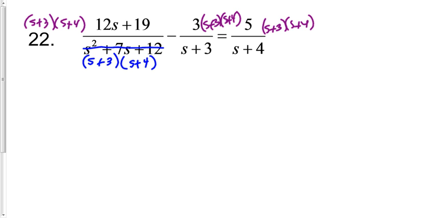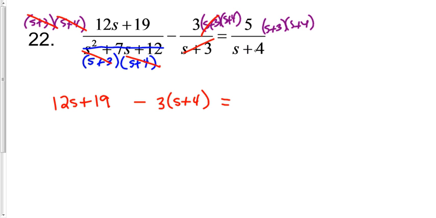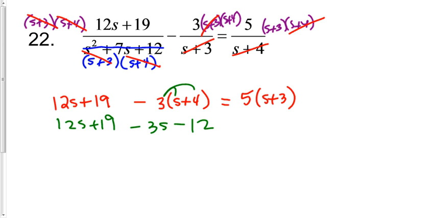Okay, let's cancel these out. In the first fraction, both factors will cancel out, and you're left with just the numerator, 12s plus 19. And we're subtracting. The s plus 3's will cancel out, and you have a 3 times s plus 4 equals, in this last fraction, the s plus 4's cancel out, and you have a 5 times s plus 3. Okay, now let's do our simplifying. So we have 12s plus 19. We're going to distribute here. Minus 3s minus 12 equals 5s plus 15.